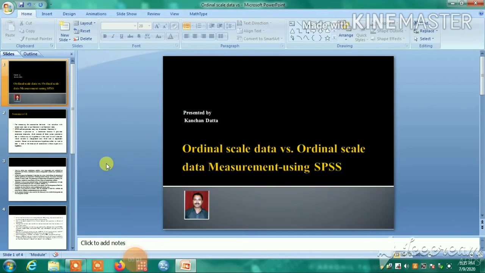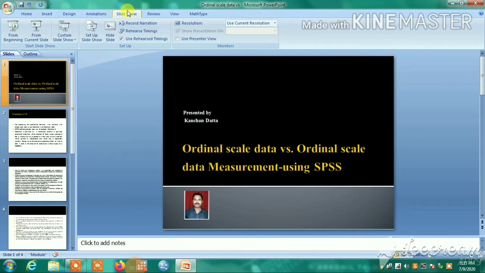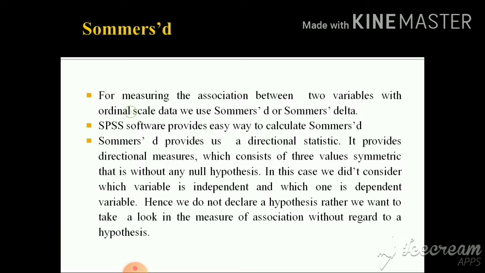Hello and welcome. Today I am going to say a few words regarding ordinal scale data versus ordinal scale data measurement using SPSS software. For measuring the association between two variables with ordinal scale data, we use the technique that is known as Somers D or Somers delta. And SPSS software provides an easy way to calculate Somers D.